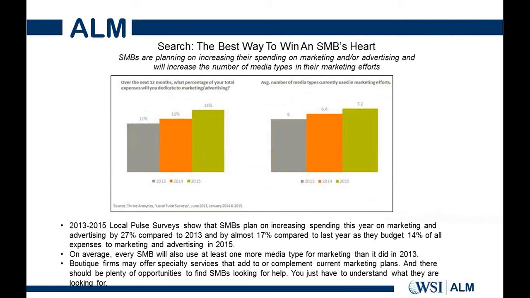So, increasing spending this year on marketing and advertising by 27% compared to 2013 and by almost 17% compared to last year, as they budgeted 14% of all of the expenses to marketing and advertising in 2015. So that's what the survey says. Definitely SMBs plan on increasing that spending this year. On average, every SMB will also use at least one more media type for marketing than it did in 2013.